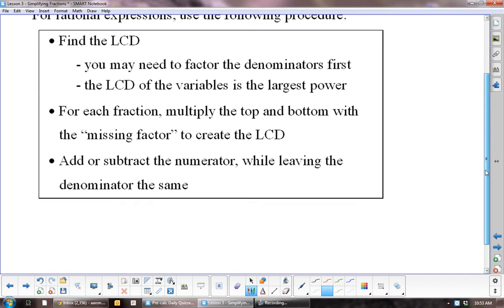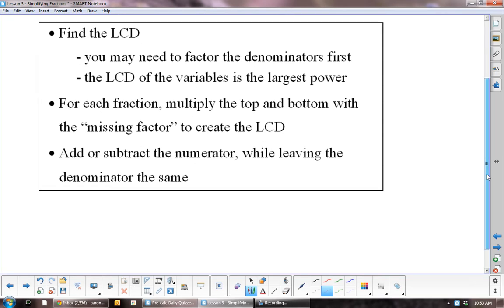Now you need to factor it first, and this is kind of an understatement. You should factor first because it does make your life easier. For each fraction, multiply the top and bottom by the missing factor to create the lowest common denominator. This makes more sense when you're doing it. Then add or subtract the numerators while leaving the denominator the same. Do not add and subtract denominators. They will always stay the same.